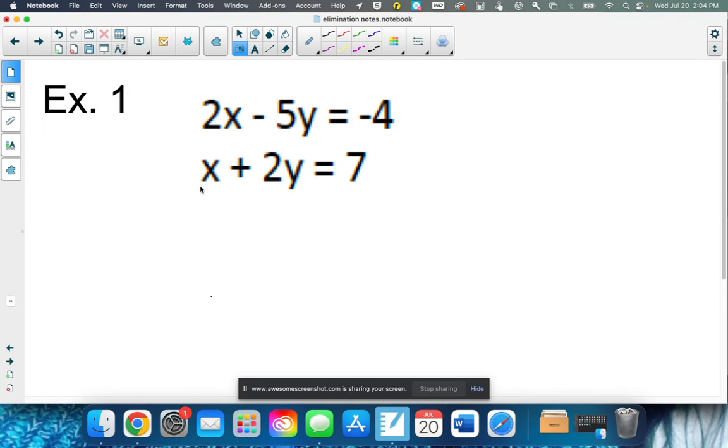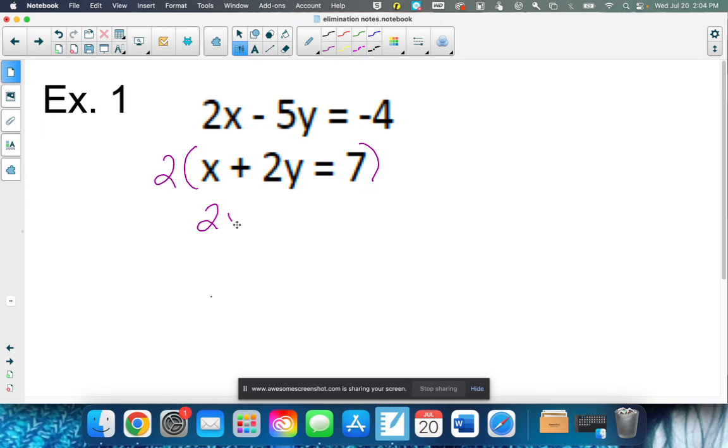If I do that, then my x's would match. You can also go through and multiply the first equation by 2 and the last one by 5, right? Because then your y's would both be 10s. You can do either way. I'm going to start with just multiplying the bottom one by 2. And I have to multiply all terms in that equation. So it's a distributive property problem that you're doing.